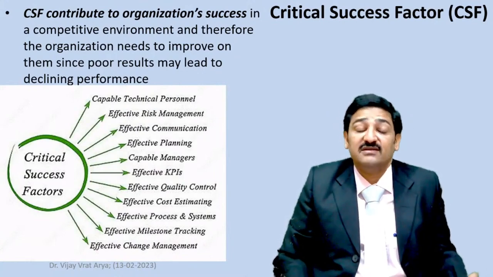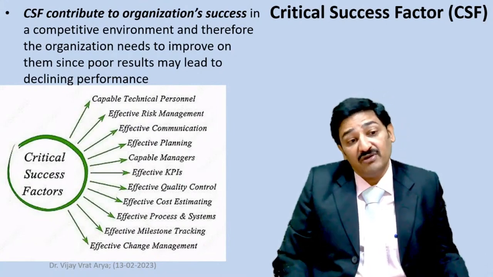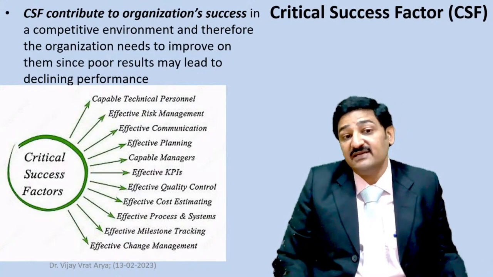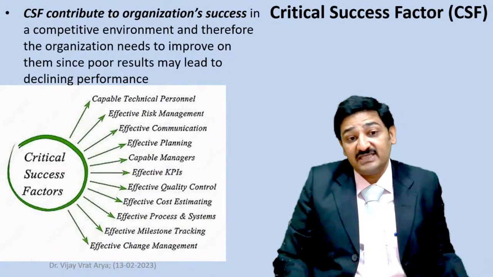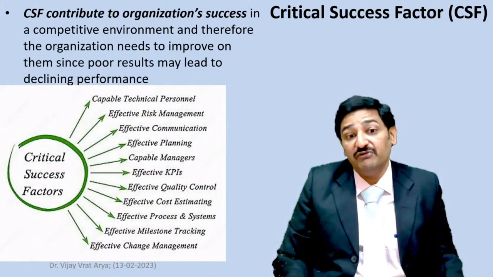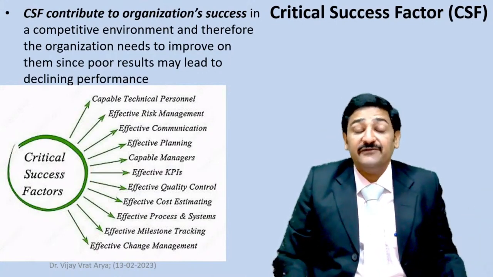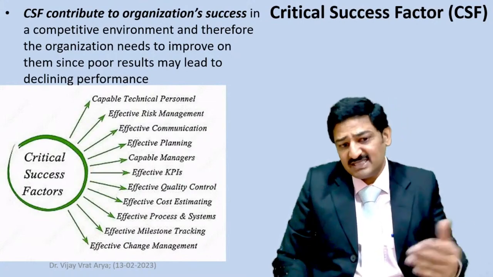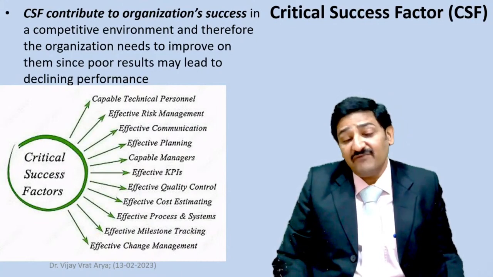If we refer to some examples of critical success factors, they can include risk management, that is, how effective an organization is at addressing it. Apart from that, the capabilities of the technical personnel, effective communication, which plays a very crucial role within the organization, effective planning, capable managers, effective KPIs, and effective quality control are some other critical success factors that organizations emphasize.